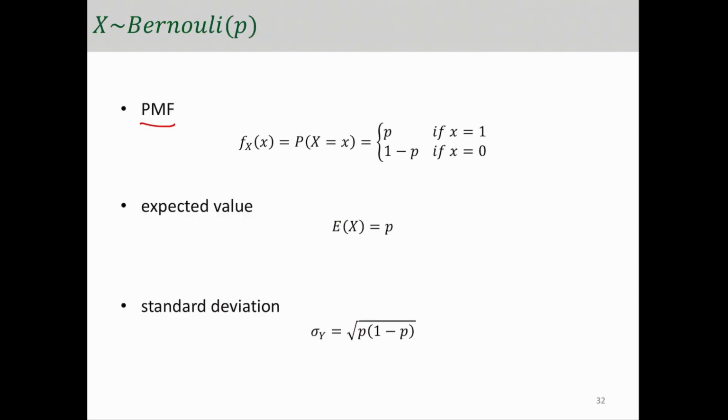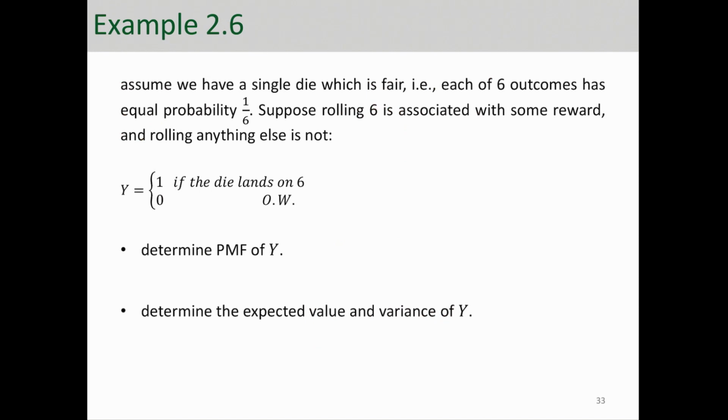Therefore, the probability mass function of Bernoulli is equal to P when the outcome is success and is equal to 1 minus P, that's the probability of failure, when the outcome is failure. Expected value of Bernoulli random variable is P, and standard deviation of Bernoulli random variable is square root of P times 1 minus P. So as you can see, everything is a function of P. As long as you have the probability of success, you have all the information that you need for a Bernoulli random variable. So let's look at this example here.